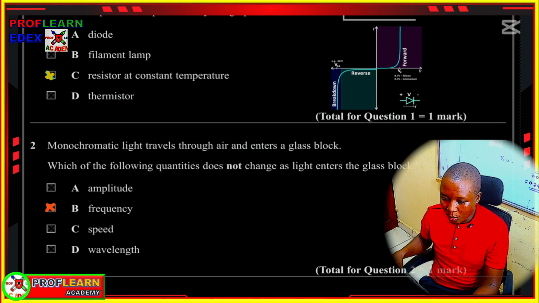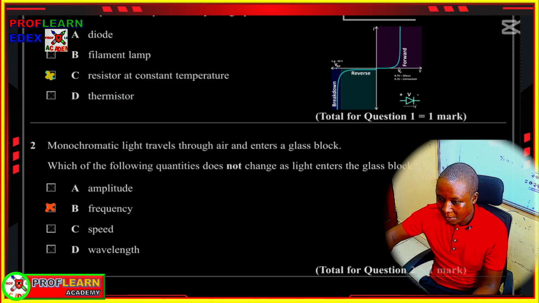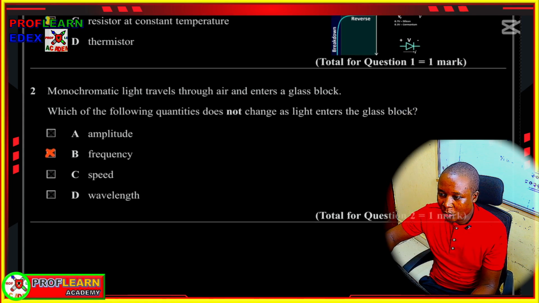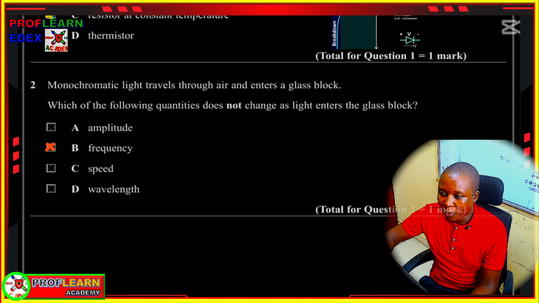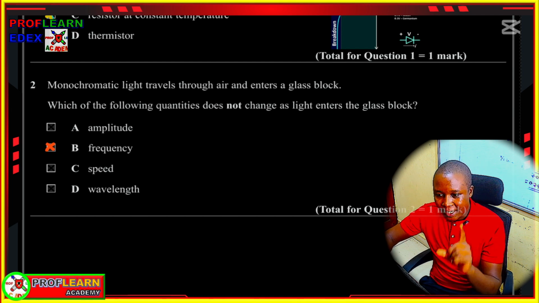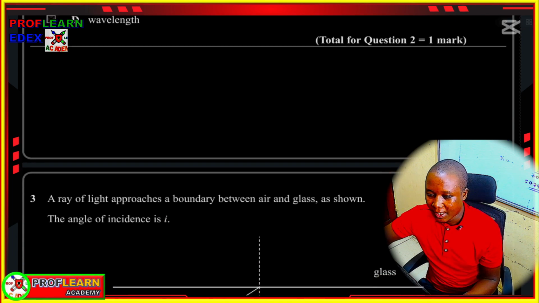Now we need to look at the next question. It says, monochromatic light travels through air and enters a glass block. Which of the following quantities does not change? Frequency does not change, speed, that case.